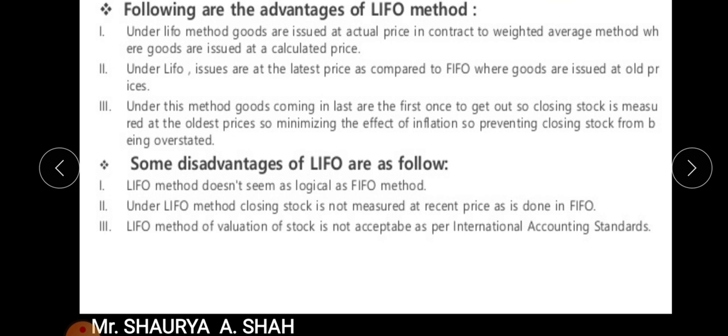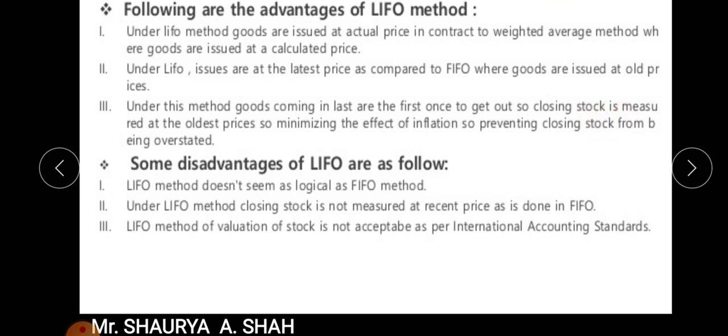So between 20 July and 21 July, there is not much price variation in the material prices, right? So again, it reflects the current, actual price level which is going on, not like FIFO where the price level has changed. Under LIFO, issues are at the latest prices as compared to FIFO where the goods are issued at old prices. Just now we discussed. Under this method, goods coming in last are the first ones to get out.